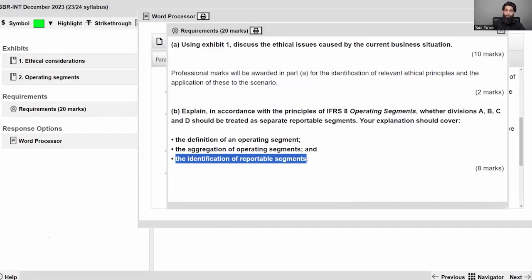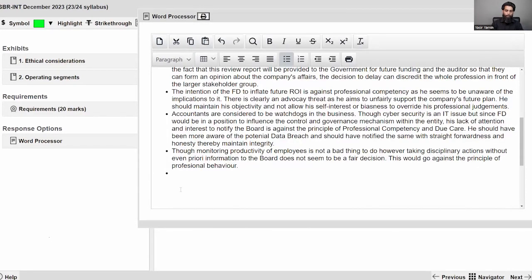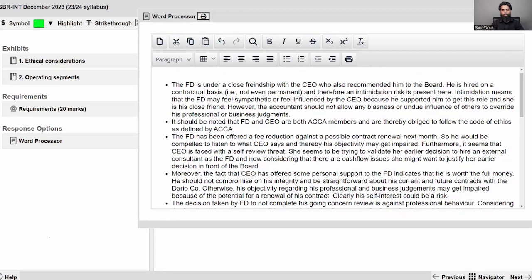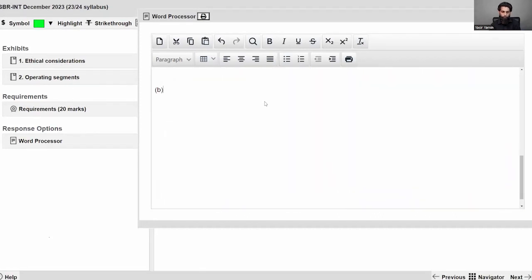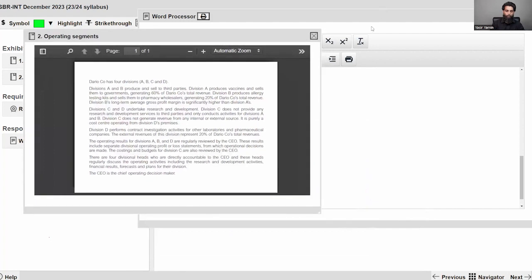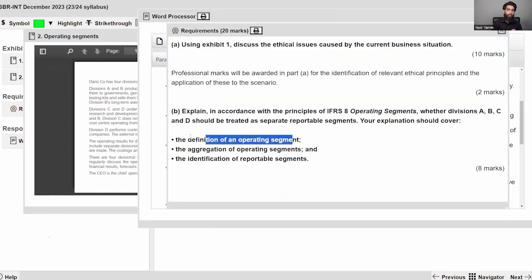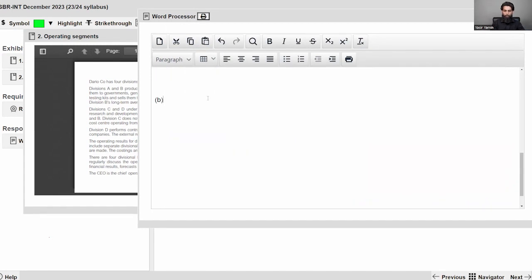And while writing this answer, I would expect that you help me. If you don't help me, then it's not right. So let's go and write an answer. First, let me just say this is part B, and that would mean that we wrote some important pointers earlier. So for B, we need to make 3 headings. First of all, the heading required by our examiner was the definition of an operating segment. We don't even need to read the exhibit for this, but still I'll go and read it. I'll just make a heading here about the definition of operating segments.